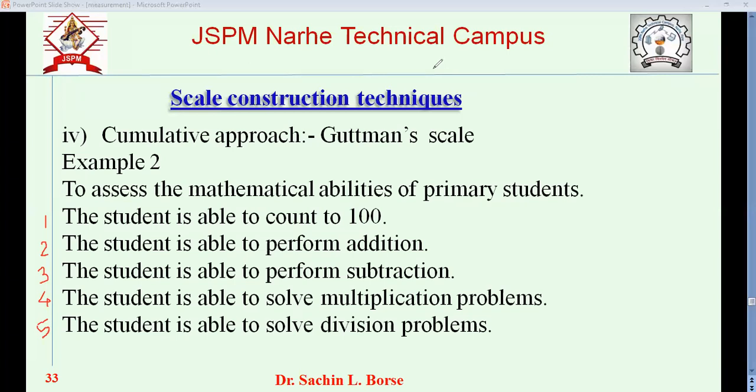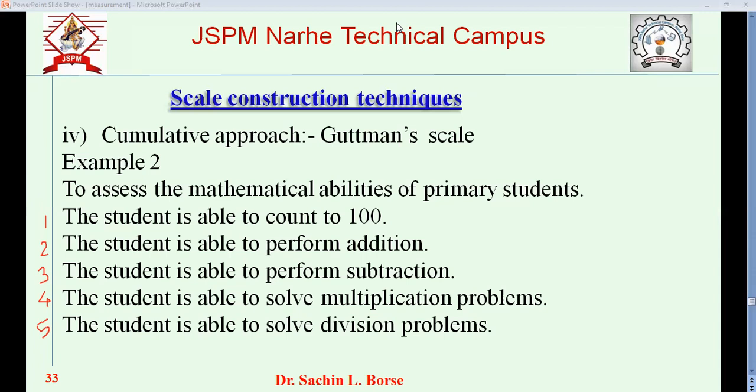So this is a Guttman scale developed to assess the mathematical ability of the primary student. Okay, so can anyone create the scale for the student? Can anyone give some example for Guttman scale? Yes, from the student. Can anyone give the example of Guttman scale?